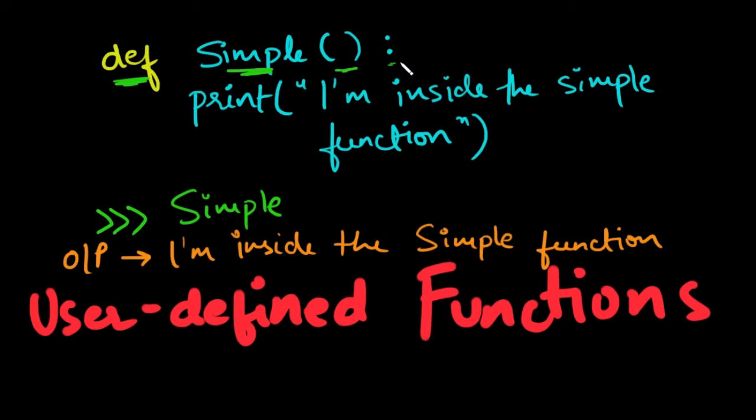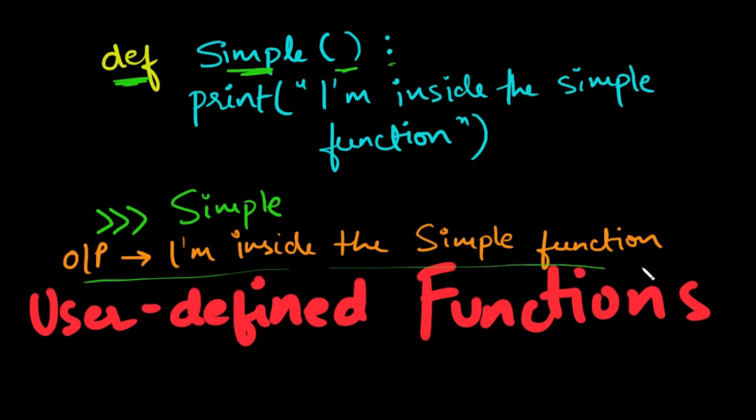Here we are going to make a function which accepts no parameters. The body of the function tells it to simply print, I'm inside the simple function. So now this function has been defined. To use it, you just have to call it like this. It's fairly simple, right?